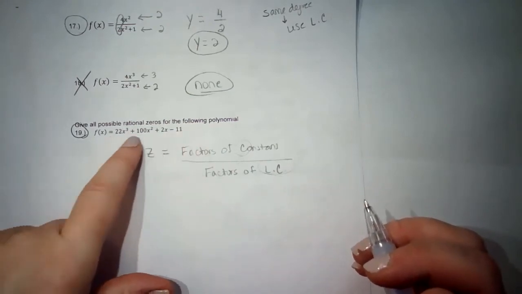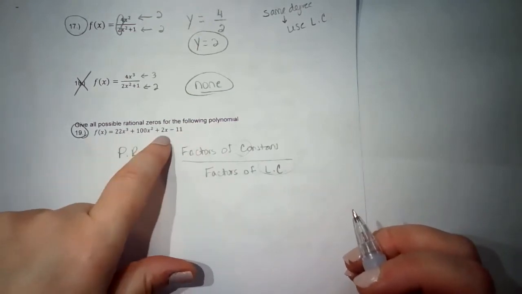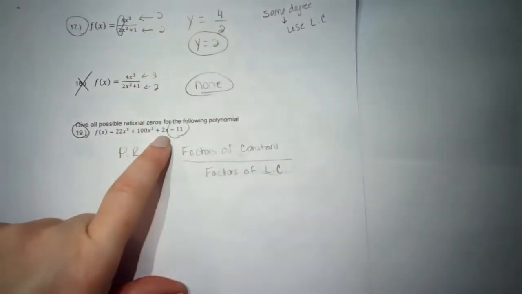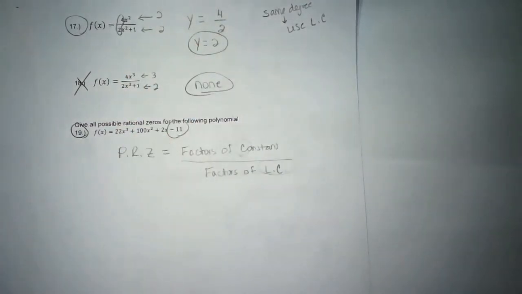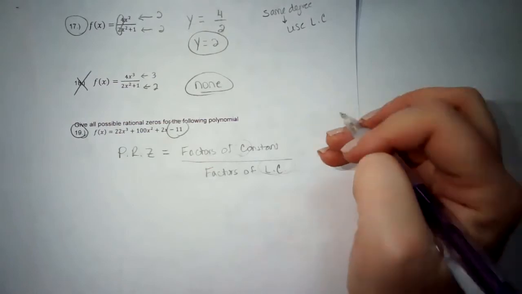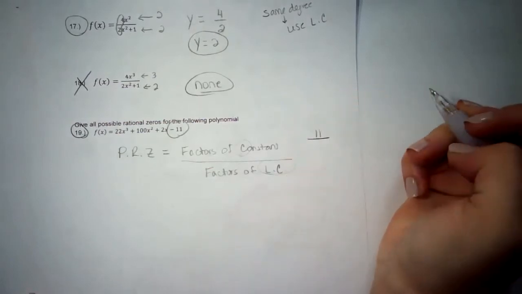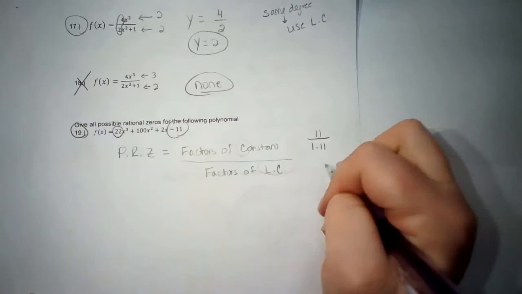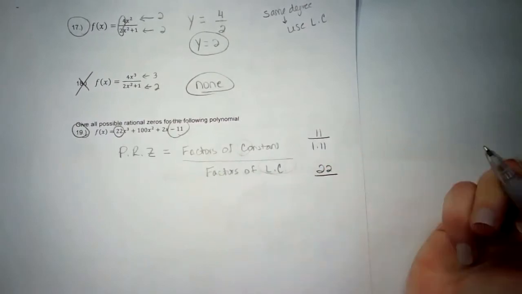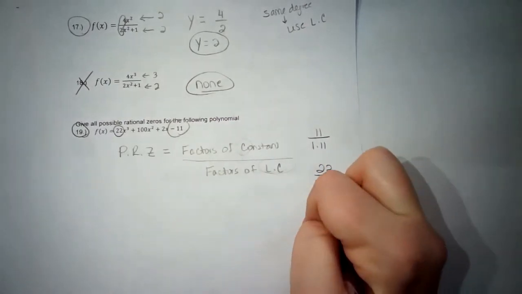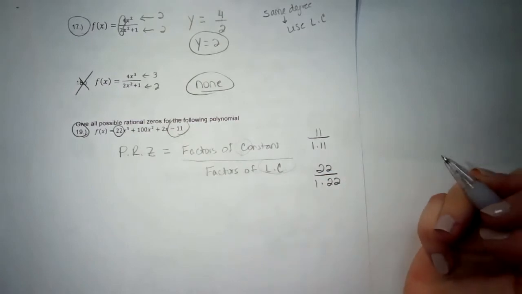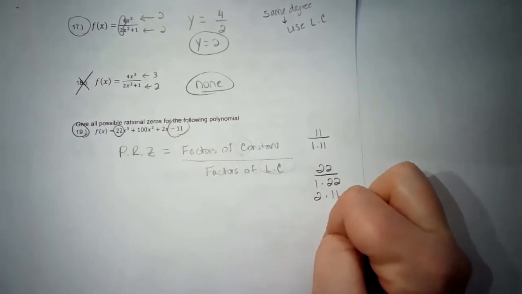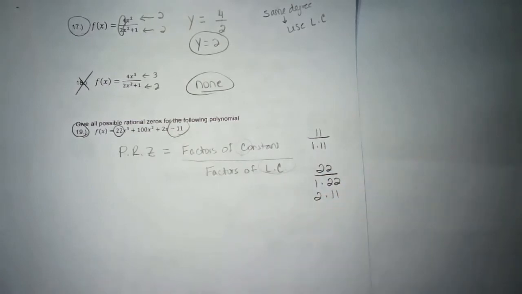Okay, what's my constant in this polynomial? -11. We're not going to worry about the sign because we're going to do plus and minus for everything. My factors of 11 are just 1 and 11. There's not really anything else I can do. What's my leading coefficient? 22. So I'm going to have 1 times 22 and 2 times 11. I think that's it, right?